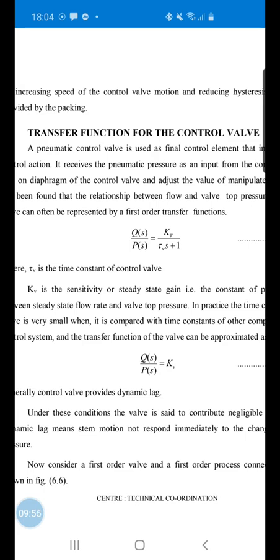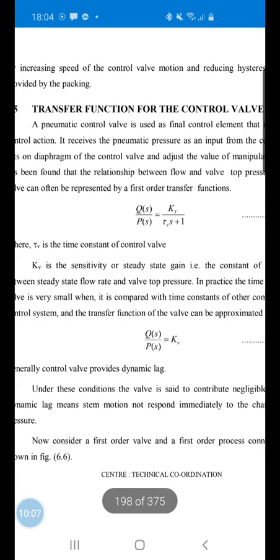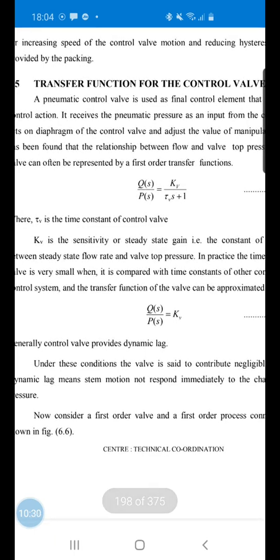So the signals coming out from the controller in terms of current go to the pneumatic control valve in terms of pressure, and the output coming out from the control valve is in terms of flow. So flow is the output from the pneumatic control valve and the input is nothing but the pressure. Kv is the sensitivity or steady state gain. It is the constant between the steady state flow rate and the output pressure.